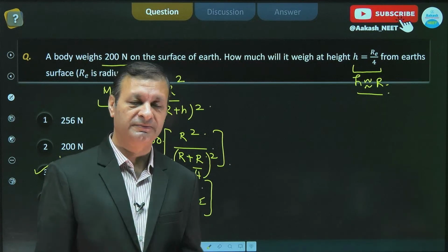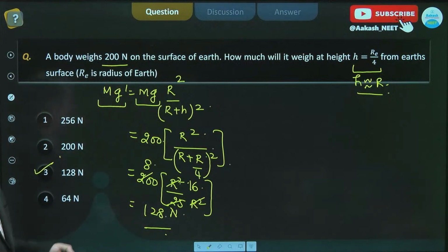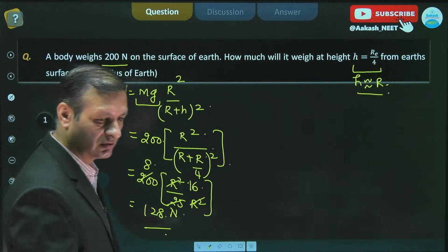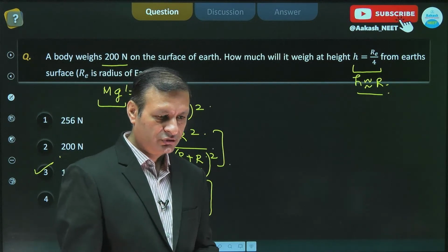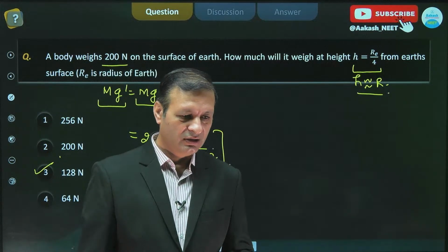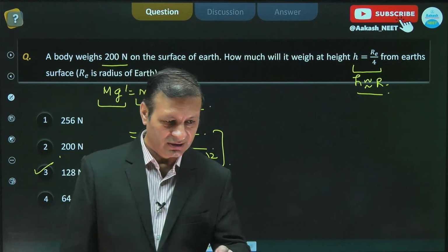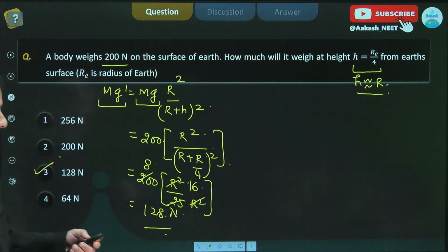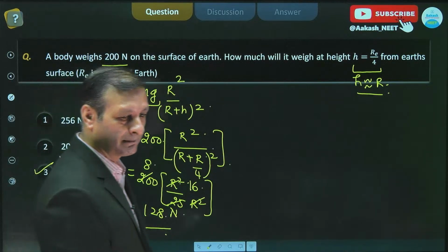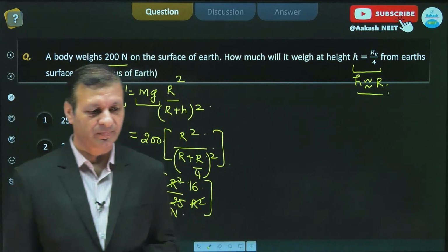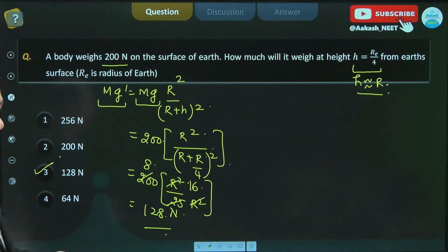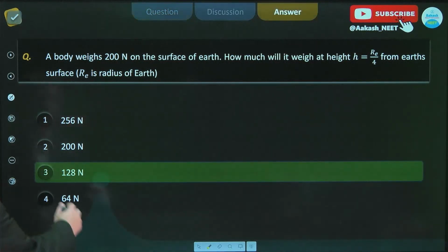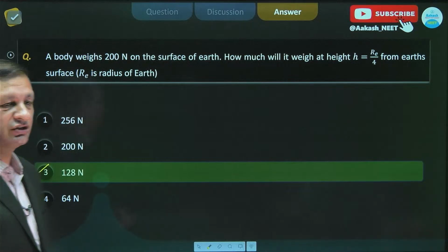Any doubt from this part? Shall we move? Please pay attention. Any doubt from this part? Hardik has given me the right option. Right answer, 128. Good, Hardik, keep it up. I'm really impressed. So it's 128 Newton.